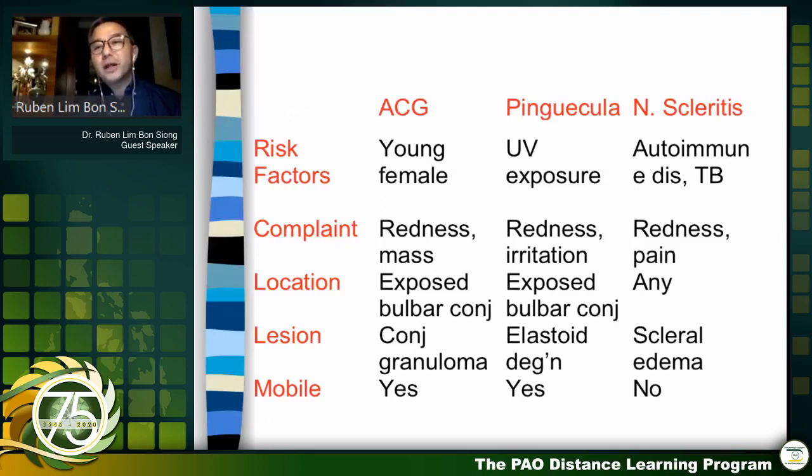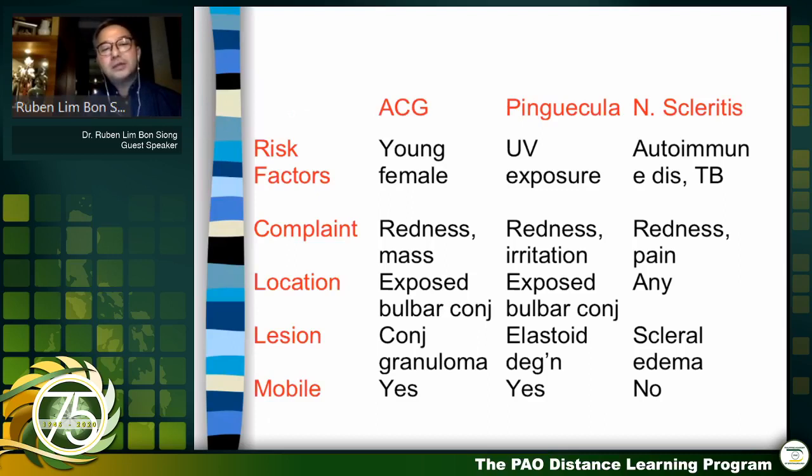This will help you in the history. In an ACG, usually a young female. Pinguecula, usually you don't see them in children. Again, you really need chronic UV exposure to develop a pinguecula. And nodular scleritis, they have autoimmune diseases or tuberculosis. Here, tuberculosis is very important to ask. You always have to ask if the patient has TB.